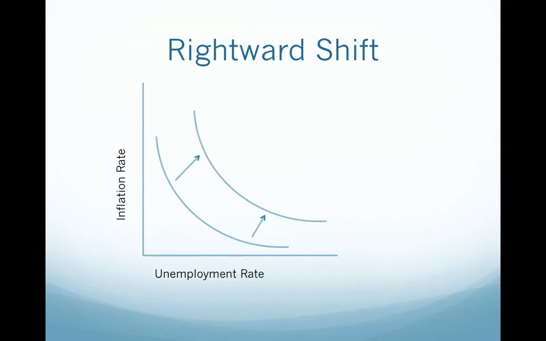A rightward shift of the Phillips curve occurs when there is a negative supply shock, or a decrease in aggregate supply. As the supply decreases, at each point the unemployment rate corresponds to a higher inflation rate. Examples of factors that shift the curve to the right are an increase in expected inflation, an increase in the price of oil from abroad, a negative supply shock, such as damage from a hurricane, or an increase in the minimum wage.